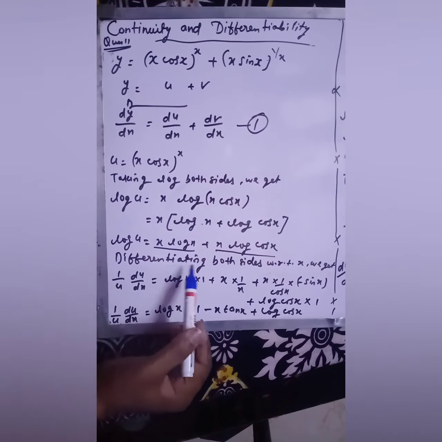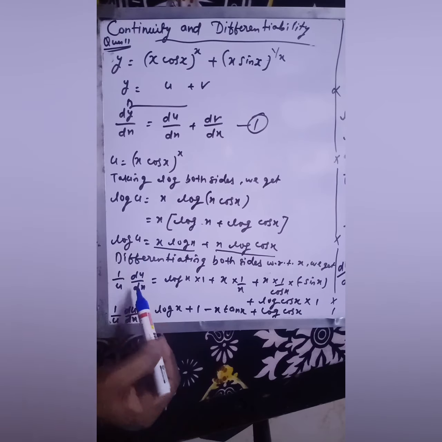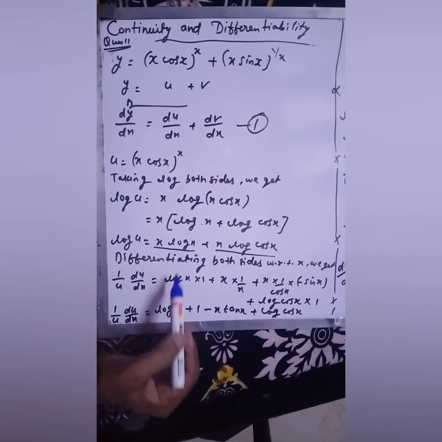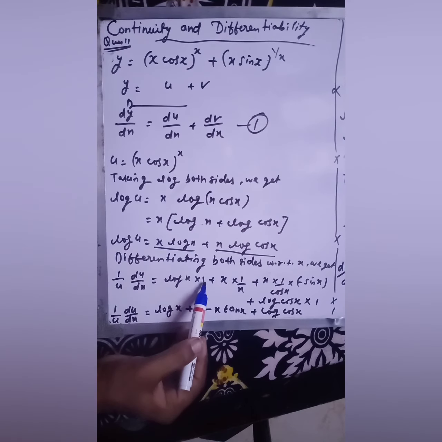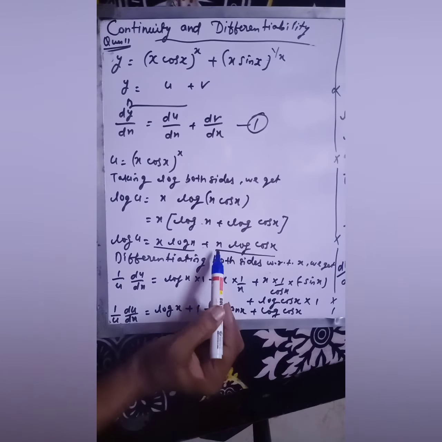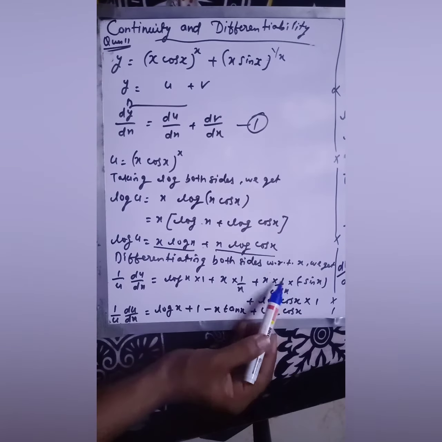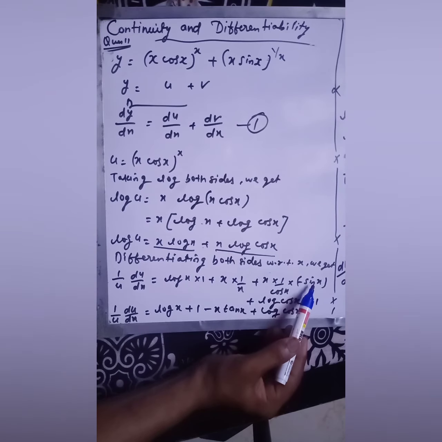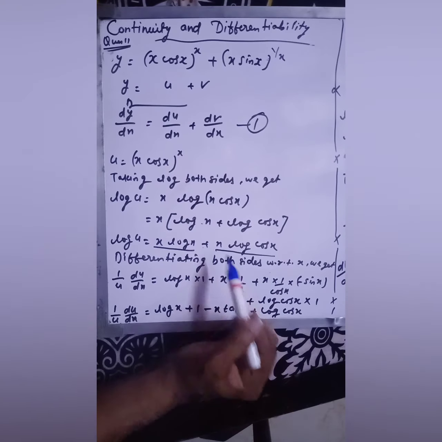Fine. So differentiating both sides with respect to x, we get log u, so it would be 1 by u, that is du by dx, equals log x will remain the same. Product rule: this log x will remain the same, the derivative of x would be 1, plus x will remain the same, the derivative of log x would be 1 by x. Now plus, here this x is the same, derivative of log cos x would be 1 by cos x into derivative of cos x, which is minus sin x. Plus this log cos x will remain the same and derivative of x would be 1.